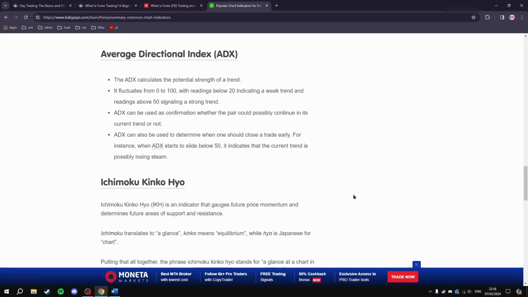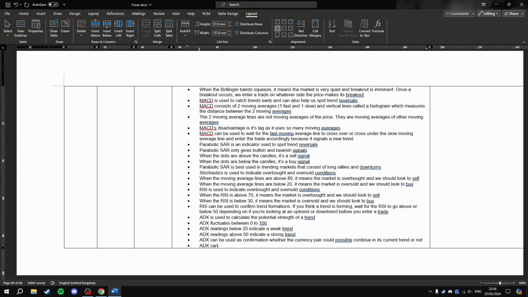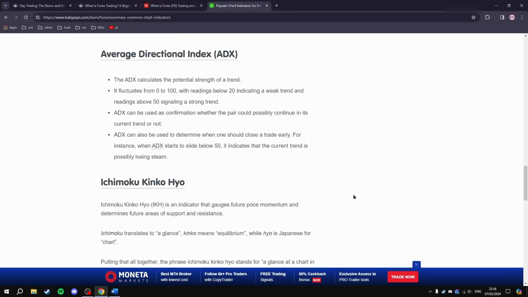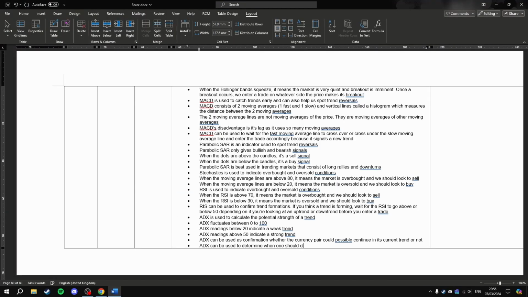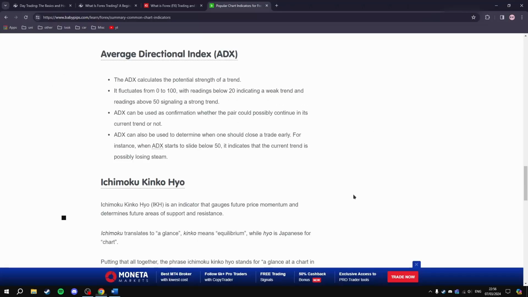ADX can also be used to determine when one should close a trade early. For instance, when ADX starts to slide below 50, it indicates that the current trend is possibly losing steam.